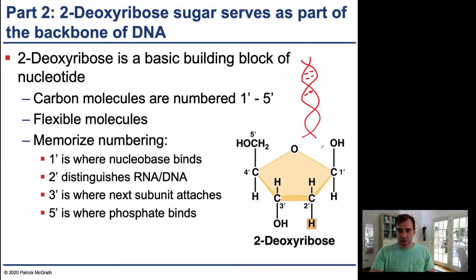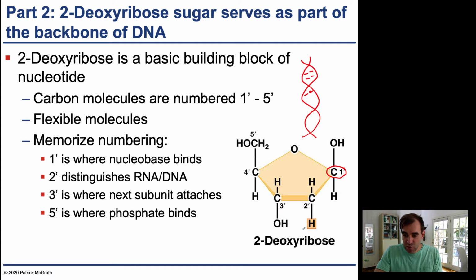It's very important to remember the order of these carbons. Start from the oxygen and then go clockwise: 1, 2, 3, 4. The 1' to 4' carbons are part of the pentagon, and then the 5' carbon is outside of the pentagon. Four of these carbons have very important roles. The 1' carbon is important to remember because this is where the nucleobase binds. The connection point between the A, the C, the G, the T part of the nucleotide occurs at the 1'.